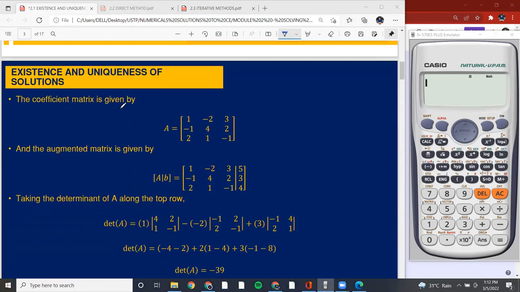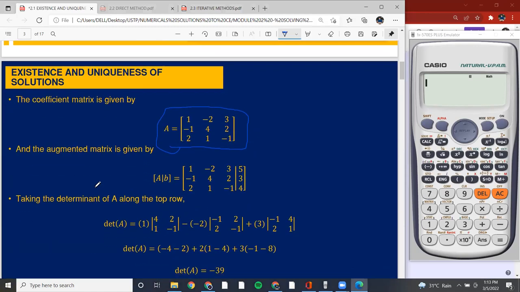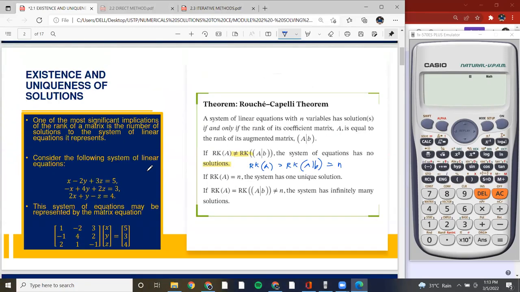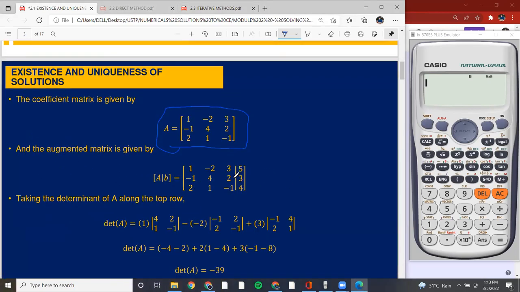Correct. So the coefficient matrix is given by 1, negative 2, and 3; negative 1, 4, 2; and 2, 1, and negative 1. This is the representation of the earlier system of linear equations as a matrix. And the augmented matrix is given by augmenting the column 5, 3, 4.